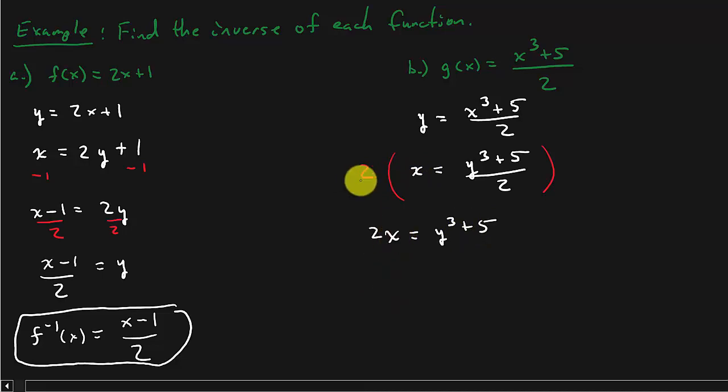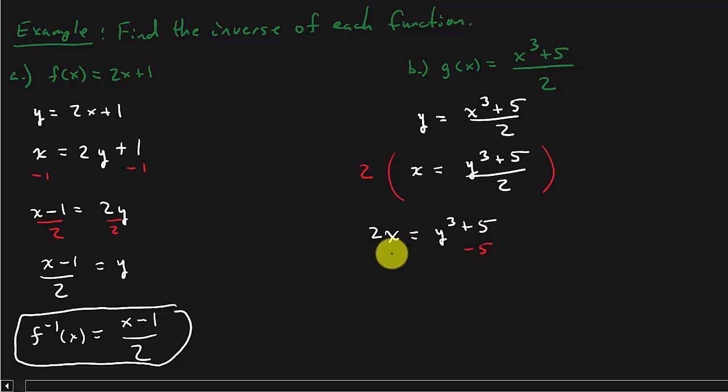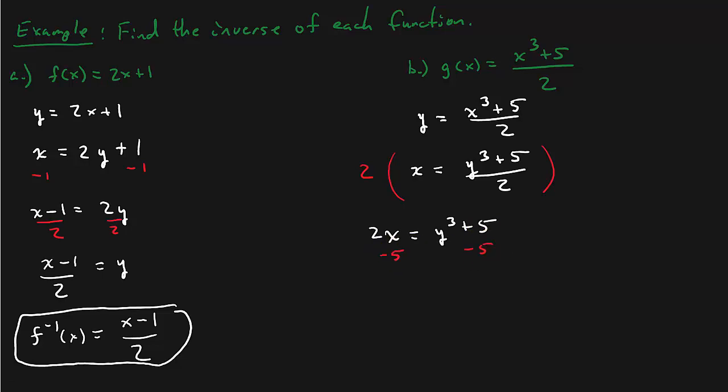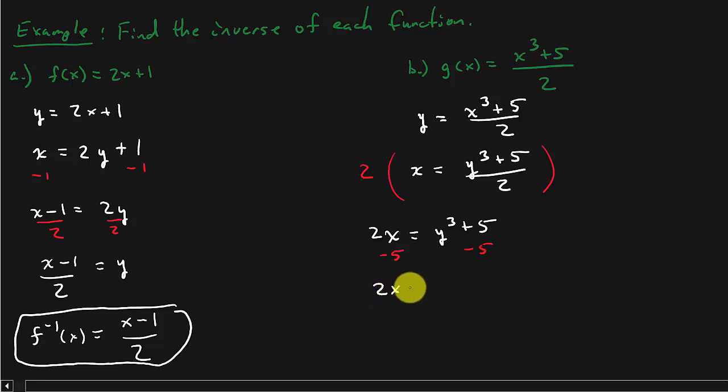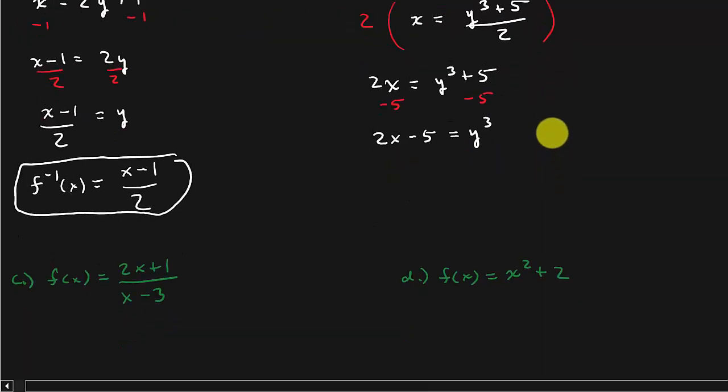2 times x is 2x, and then 2 times this, well, the 2's cancel. And that leaves me with the y cubed plus 5. Then I need to subtract 5 from both sides. And so that's going to give me 2x minus 5 equals y cubed. And then I do what? I take the cube root of both sides. Okay, so that's going to give me y, right?